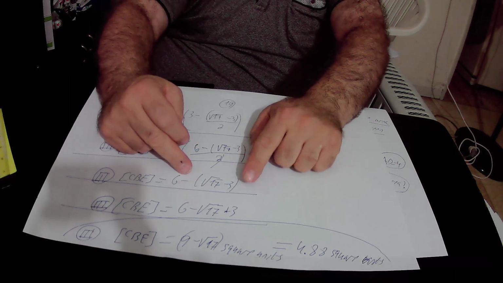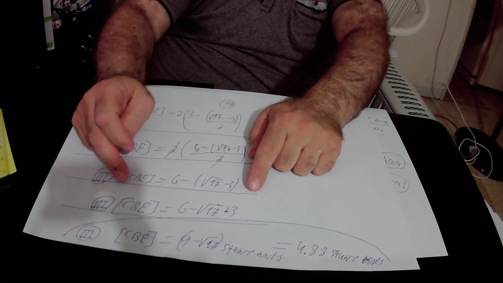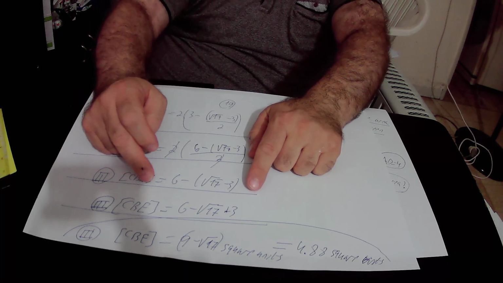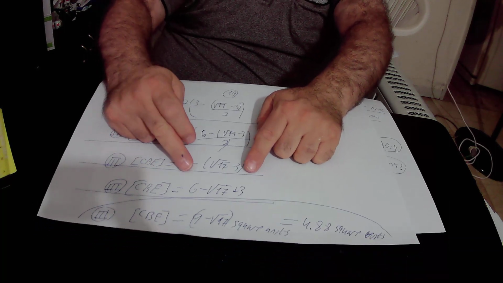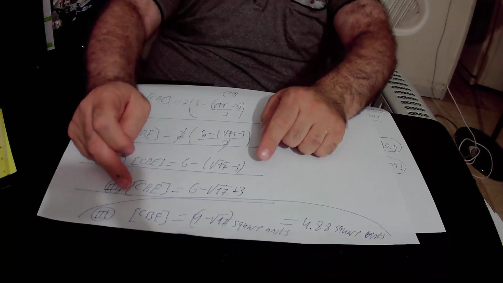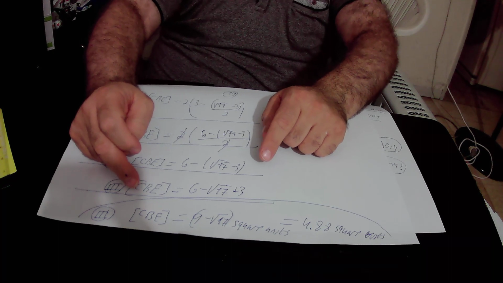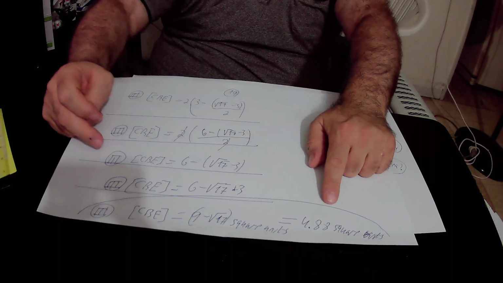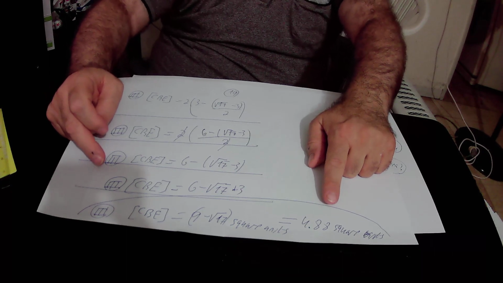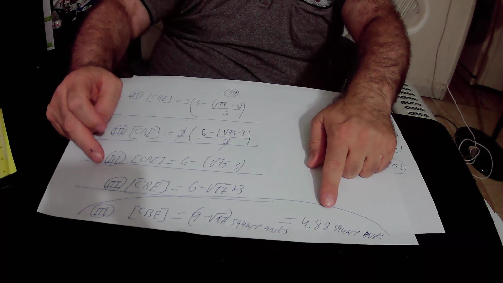Minus minus 3 is plus 3. So in conclusion, the area of the green right triangle CBE equals 6 minus square root of 17 plus 3. 6 plus 3 is 9. So in conclusion, the area of the green right triangle CBE equals 9 minus square root of 17 square units. Or in terms of numbers, the area of the green right triangle CBE equals 4.88 square units.